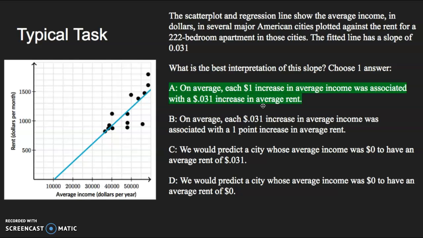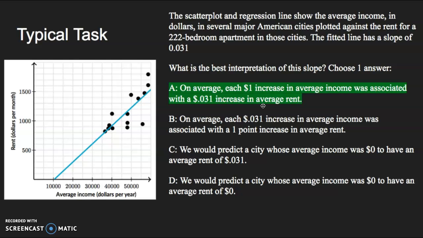Alright, so the answer for this one would be A. On average, each $1 increase in average income was associated with a 0.031 increase in average rent. So in this case, they gave us a slope of 0.031. Since they only gave us one number, you can assume that 1 is the denominator.